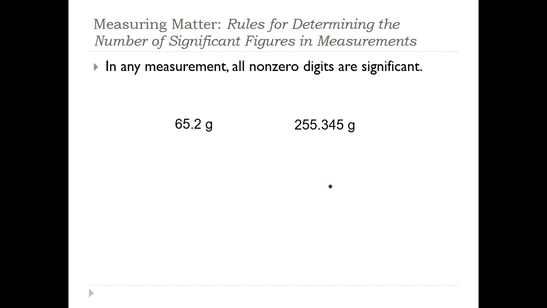So let's talk about the rules for determining the number of significant figures, or sig figs, in a measurement. In any measurement, all non-zero digits are significant. So all values that are not 0 are significant. So this one would have 3, and we start counting with the first non-zero digit. So this one would have 3. This one would have 1, 2, 3, 4, 5, 6. So 3 significant figures, and then 6 significant figures.